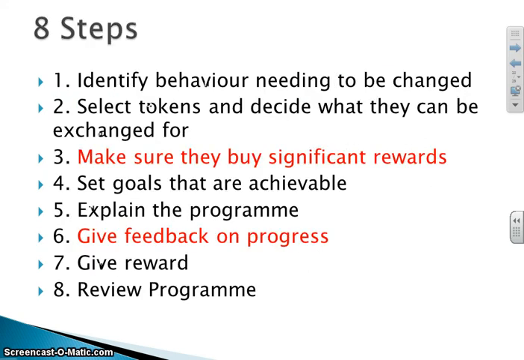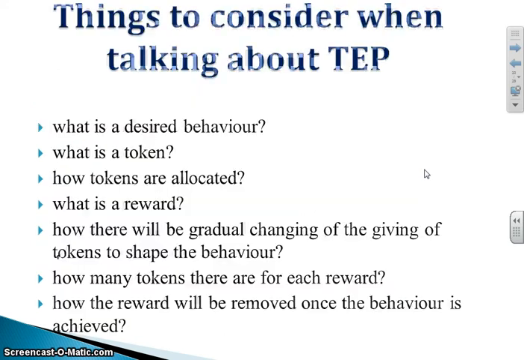So there's 8 particular steps, and the 2 in red are just ones that students often miss out. You have to make sure that the people actually want the rewards that they can be offered. If the reward isn't very good, no one is going to do the behaviour. And number 6, give feedback on progress. You need to let the people know how they are doing and what they need to change.